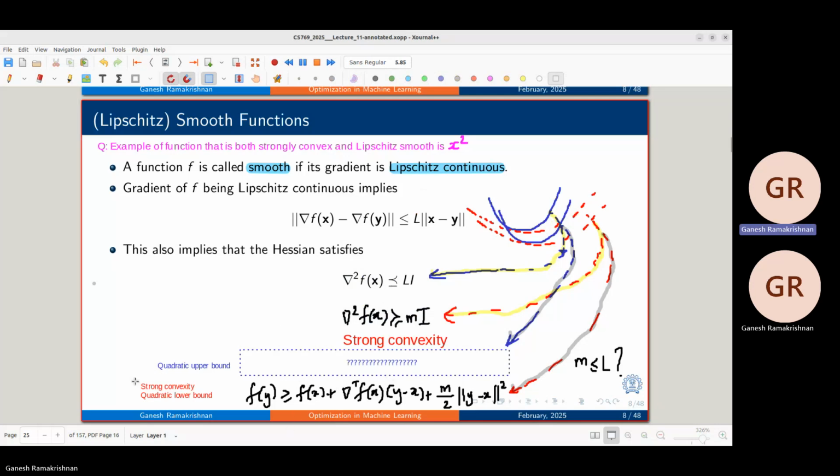Now, I want to recall that in strong convexity, there was one more equivalent condition, which is a quadratic lower bound. You remember this condition? f of y was greater than or equal to f of x plus gradient of f transpose y minus x, which is a lower bound. But we said, well, there's not just a linear lower bound, there's a quadratic lower bound, and I put m by 2 norm of y minus x squared, right? Can you think of an equivalent quadratic upper bound condition here? What would that be? Because we have literally jumped with a leap of faith.